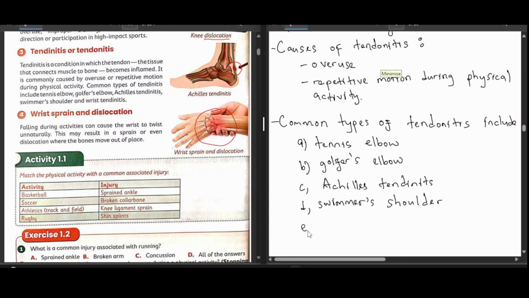And lastly, wrist tendinitis. So tendinitis, this is an occurrence. We have tendinitis in places where we have joints which are frequently or repetitively used. That is why we have tennis elbow, golfer's elbow, Achilles tendinitis, swimmer's shoulder. So you see the sports: tennis, golf, swimming. Then of course wrist tendinitis. So those are the examples of tendinitis.